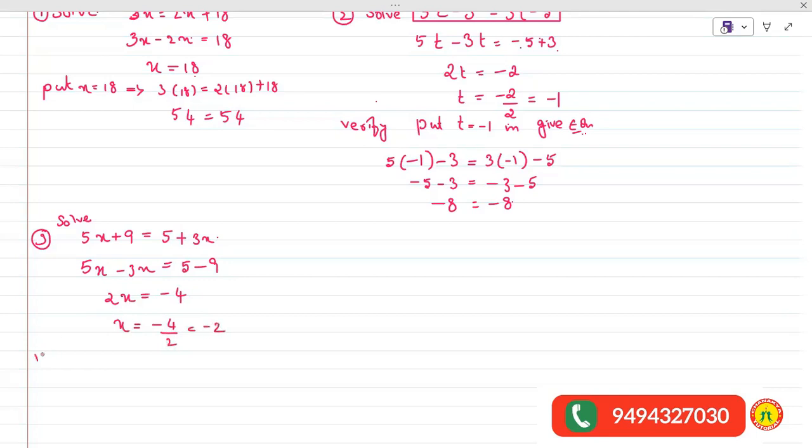Very good. For verification, how is it? We take 5 into minus 2, putting minus 2 in place of x in the given equation. 5 of minus 2 plus 9 equals 5 plus 3 of minus 2. Then minus 10 plus 9 equals 5 minus 6. Both are minus 1. Both are the same. LHS equals RHS. Very good.